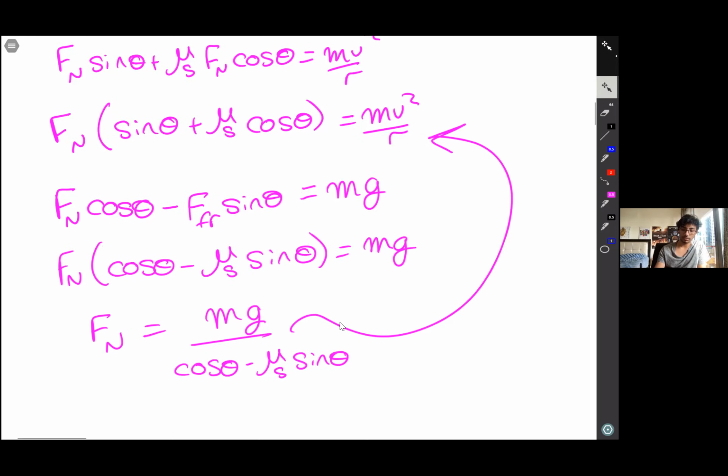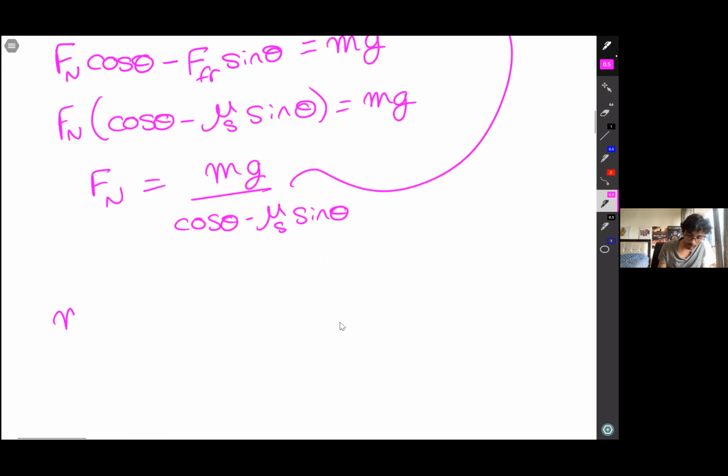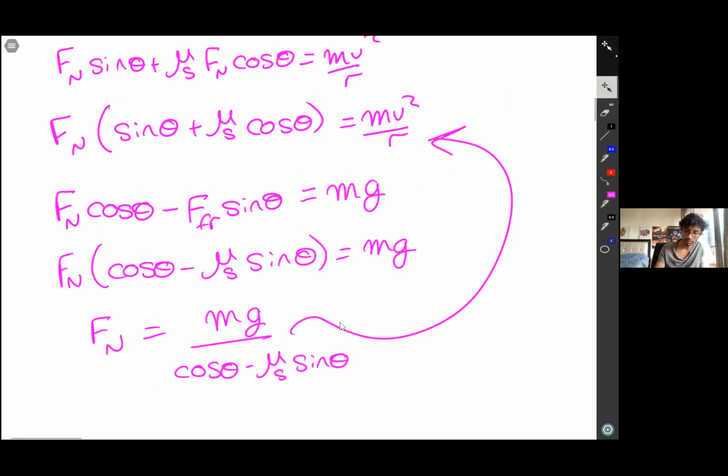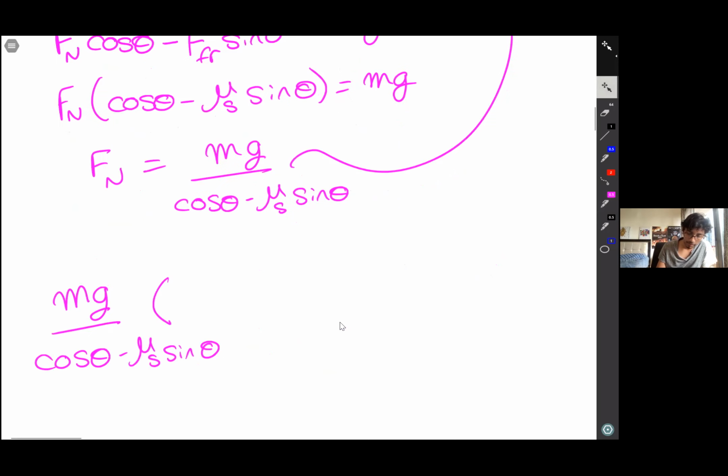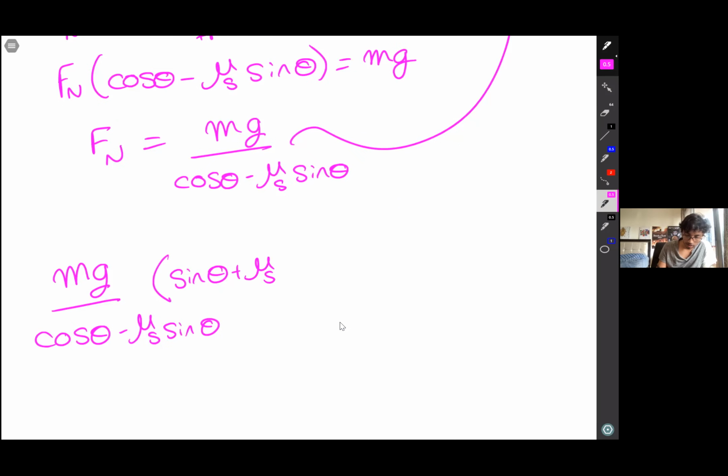So we get that Mg over (cos theta minus mu s sine theta) times (sine theta plus mu s cos theta) is equal to mv squared over r. Let me first cancel out the m's and bring r to the other side.